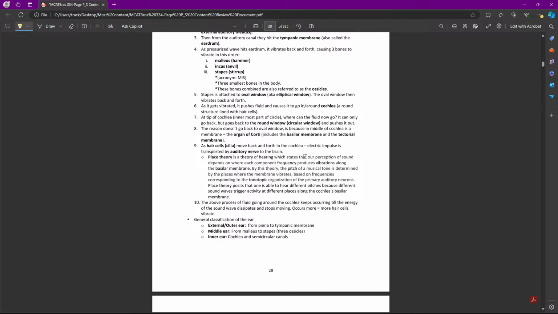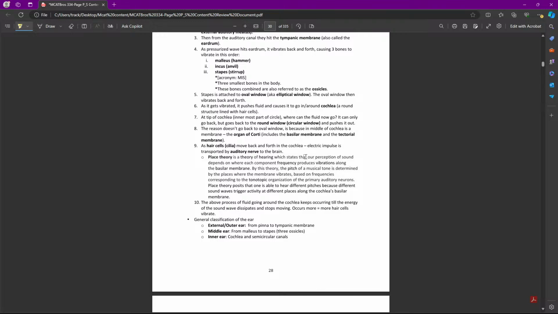I never heard of place theory, so let's read what place theory is about. Place theory is a theory of hearing which states that our perception of sound depends on where each component frequency produces vibrations along the basilar membrane. By this theory, the pitch of a musical tone is determined by the place where the membrane vibrates, based on frequency. Place theory postulates that one is able to hear different pitches because different sound waves trigger activity at different parts on the basilar membrane.